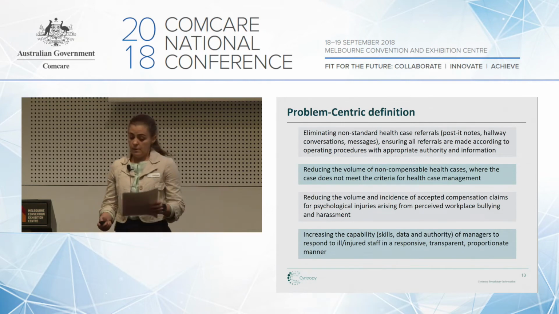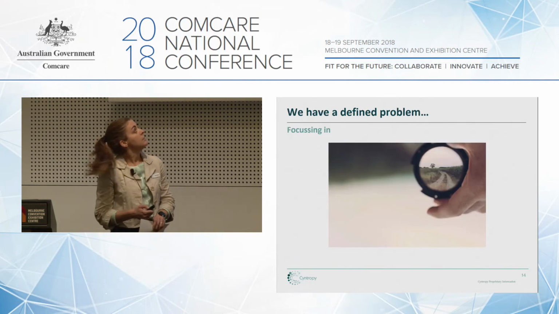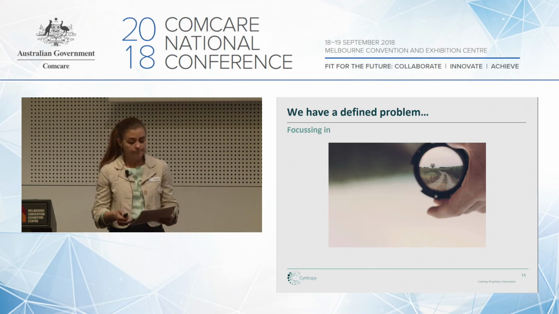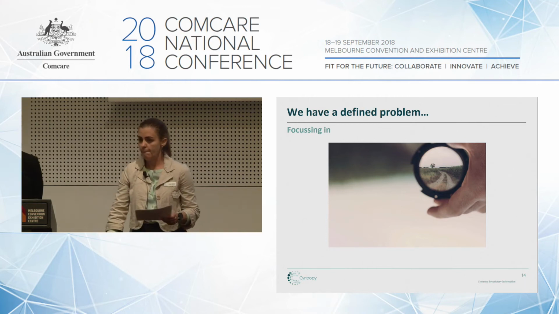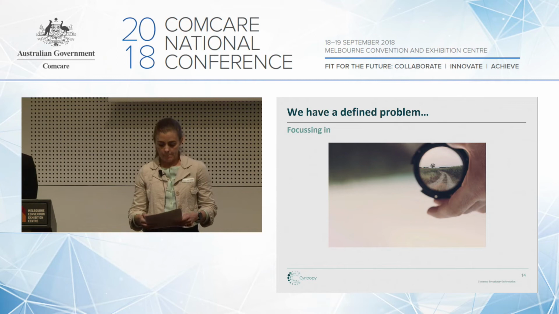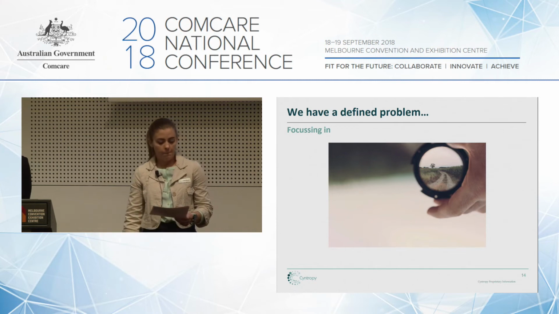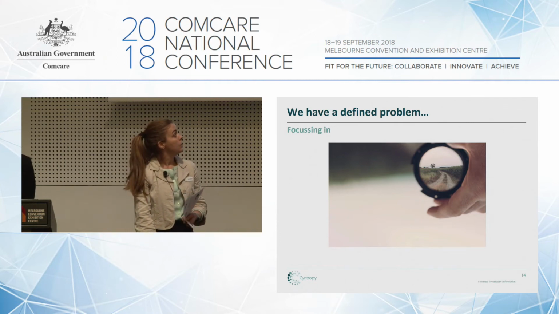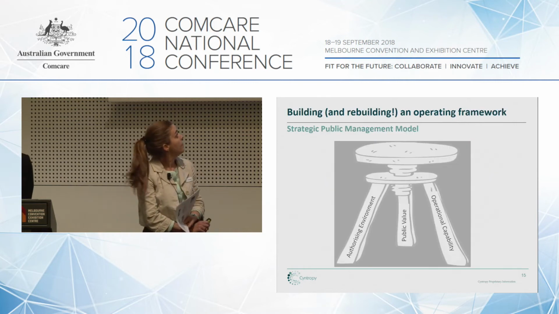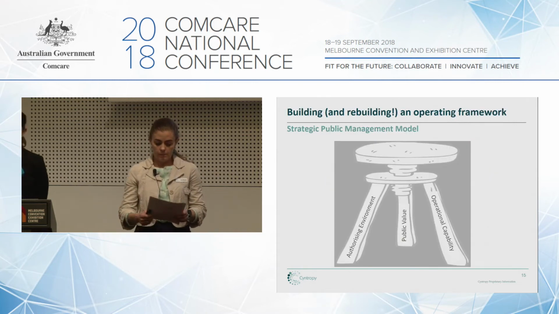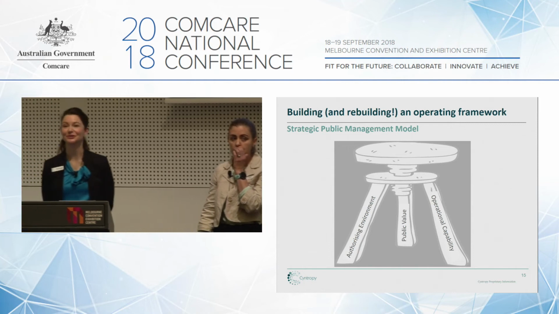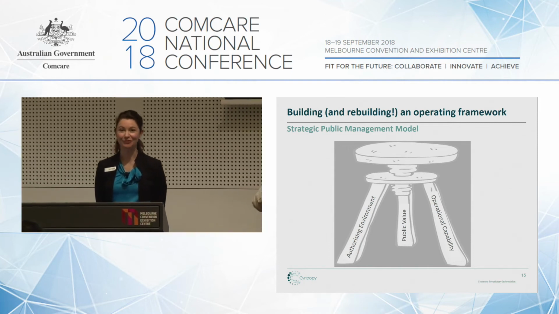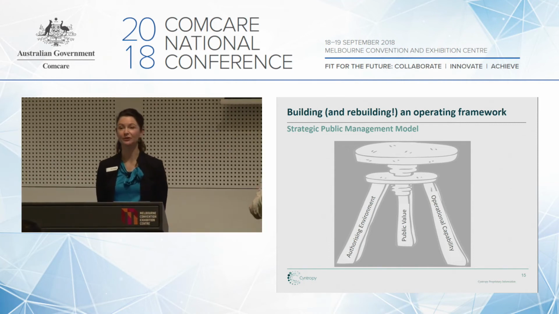Right. So we've started to define our problem. Now let's focus in on some of the methods and different lenses that we might apply when actually starting to pick it apart. So this is our representation of the strategic public management model, often known as Moore's strategic triangle, based on the work of Professor Mark Moore.